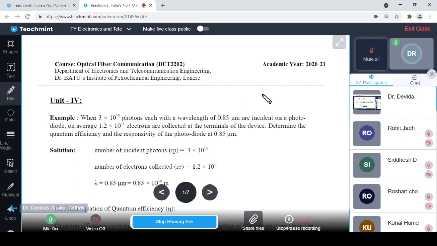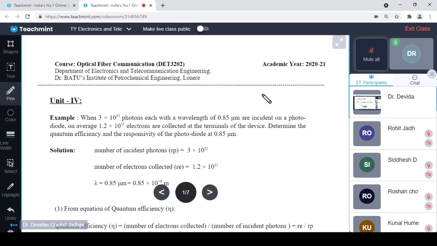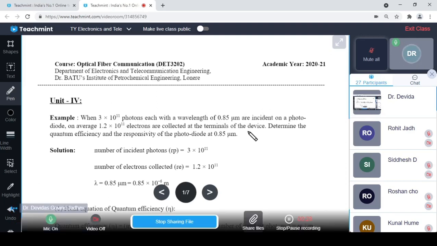Let us start today's session, which is based on problem solving. This is Unit 4. Problems from Unit 4.